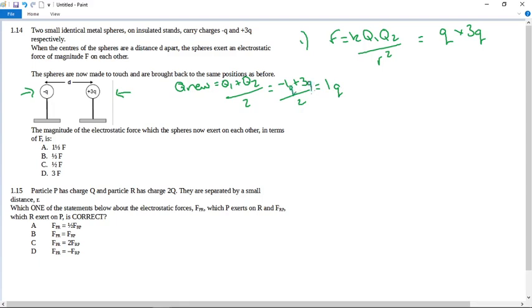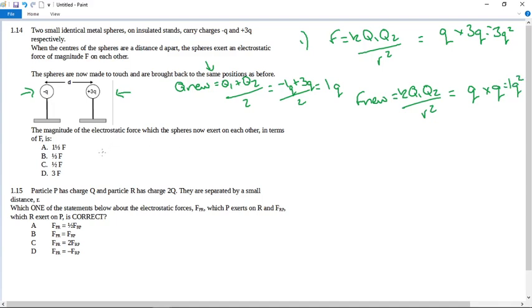Okay, remember that these were minus 1Q and plus 3Q, and so it's just like algebra. So we have 1Q now, and they are back in the same position, so r has not changed. So what is my new force going to be? k Q1 Q2 over r squared. What have I now got? I've got 1Q times 1Q, which gives me Q squared. So this is 3Q squared. This is 1Q squared. So how has the force changed?